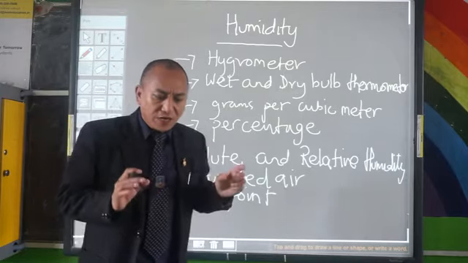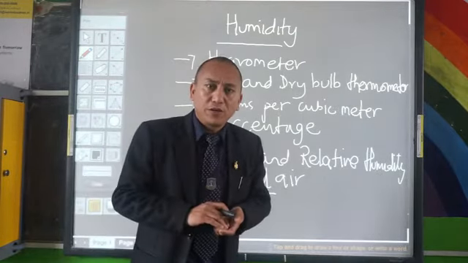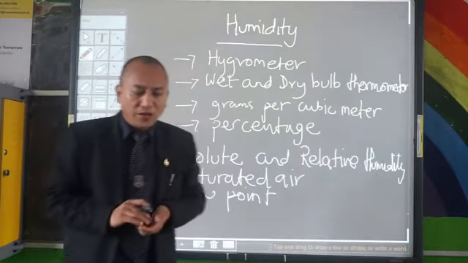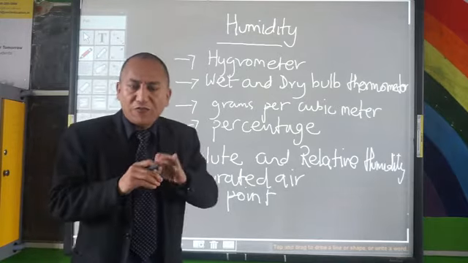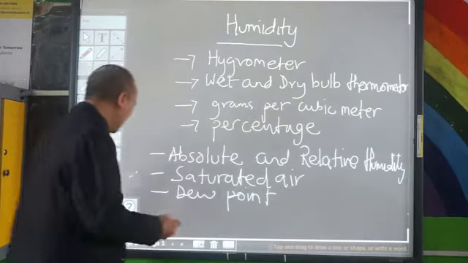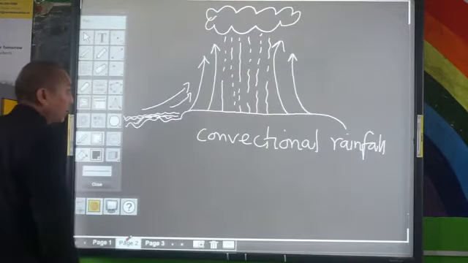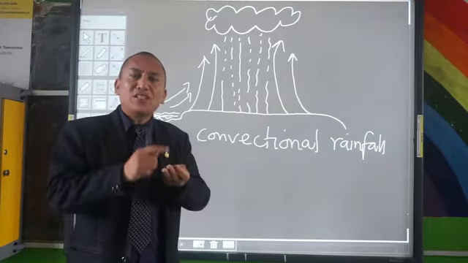So now let's see the different types of rainfall we have. The different types of rainfall that we have are the convectional rainfall, the relief rainfall, and the cyclonic rainfall.